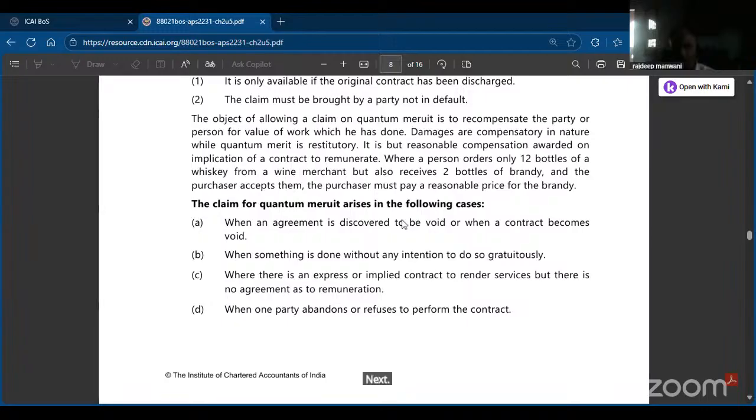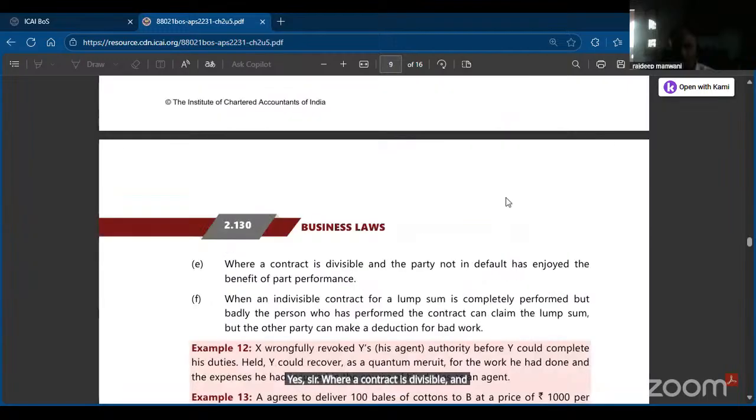Yes, sir. Where a contract is divisible and the party not in default has enjoyed the benefit of part performance. Just read that line again, Pranav. Where a contract is divisible and the party not in default has enjoyed the benefit of part performance. So what is this, where the contract is divisible? Divisible means you can divide the contract into parts.